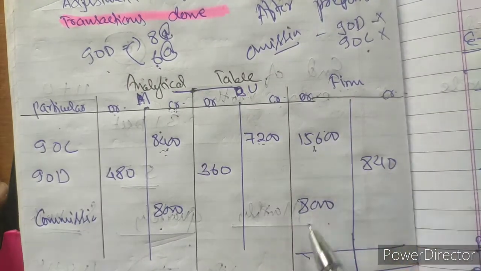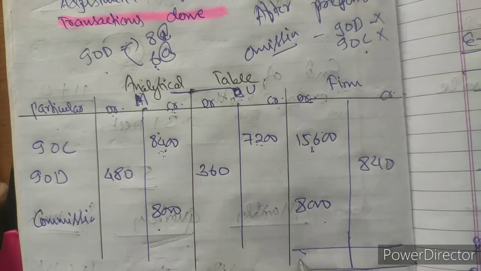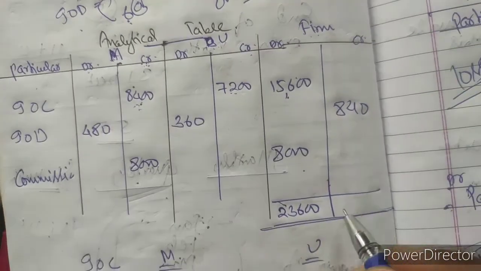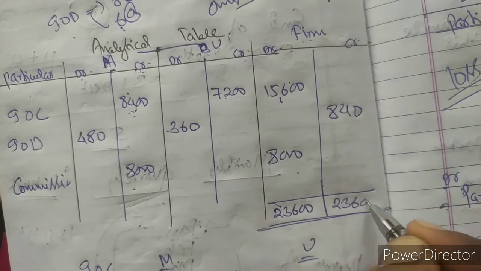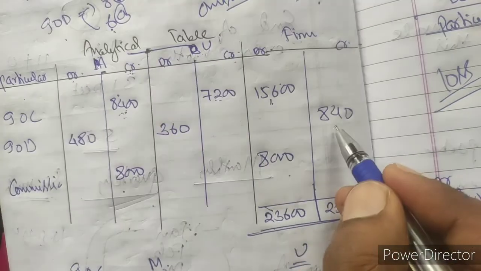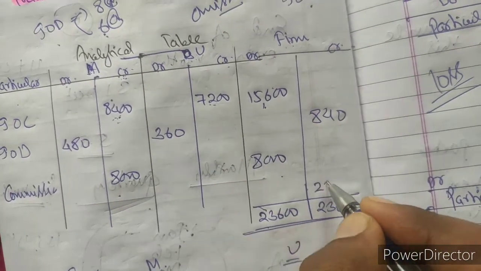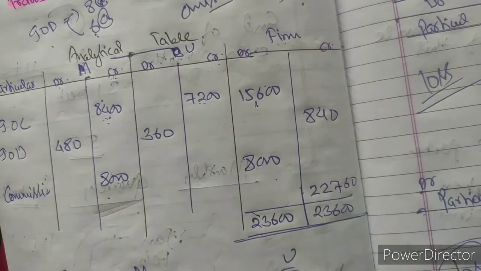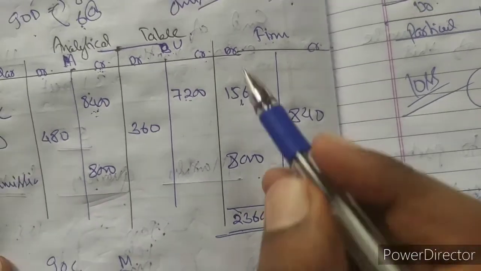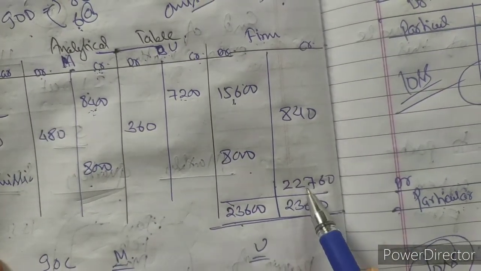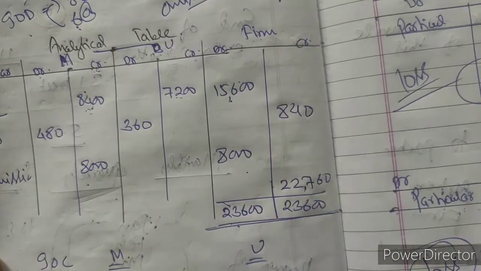This is 15,600 plus 8,000. This is 23,600. यहाँ पे क्या है? 840. So this will be 23,600. 23,600 minus 840. The remaining amount will be 22,760. अब this debit side is more ना, 23,600. So balance will be in credit side. This is clear. This you have to be very clear for.